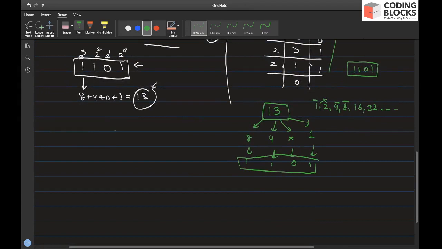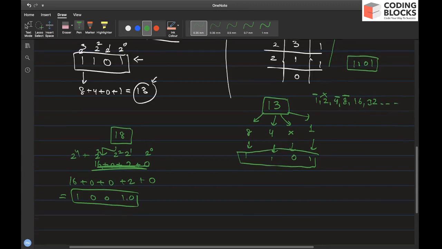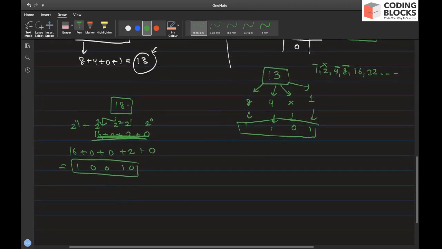Let me give you one more example. Suppose you want to write the binary equivalent of 18. I'm writing powers of 2 here: 2 to the power 0, 2 to the power 1, 2 square, 2 cube, 2 raised to the power 4. Sorry, so this should be 16 plus 0 plus 0 plus 2 plus 0. So this is 10010. This is how you can write this number in the binary format.